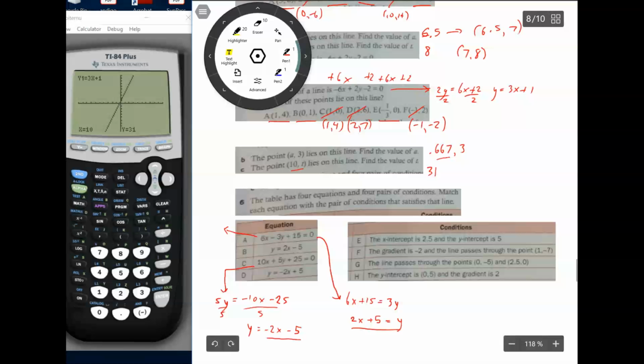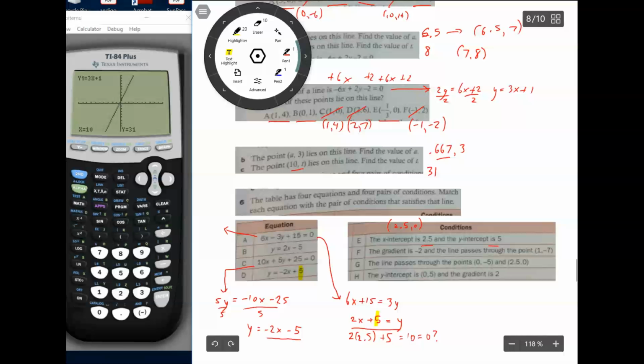Okay, so let's see what the choices are. The x-intercept is 2.5 and the y-intercept is 5. Okay, so if we're talking about the y-intercept being 5, that could be this, or it could be this. Okay. If the x-intercept is 2.5, that would be the coordinate 2.5 comma 0. And let's see if this one would be true. So we put 2 times 2.5 plus 5, and that would give us 5 plus 5 equals 10. Is that equal to 0? No, it's not. So it must not be A.